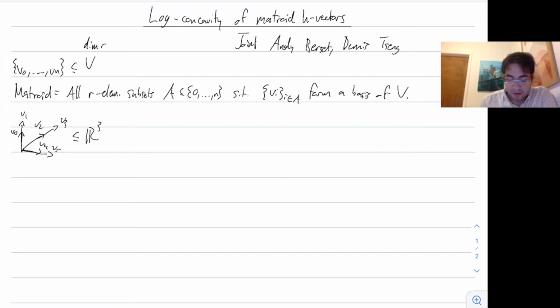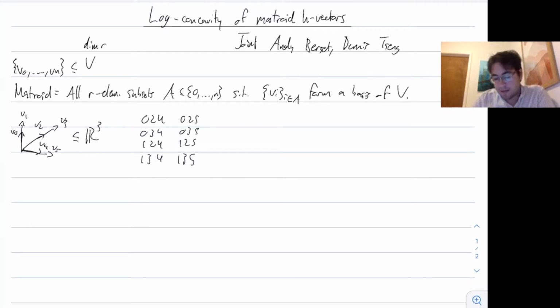Well, we have to take all of these triples of vectors which form a basis. So there's 0, 2, 4, 0, 2, 5, 0, 3, 4, 0, 3, 5, 1, 2, 4, and 1, 2, 5, and 1, 3, 4, and 1, 3, 5. Okay. So these 8 triplets, which are all the transversals of the 2-element sets {0, 1}, {2, 3}, and {4, 5}, these form the matroid.